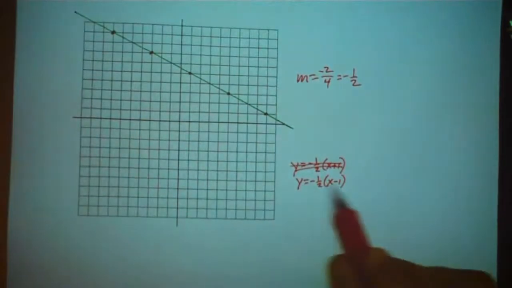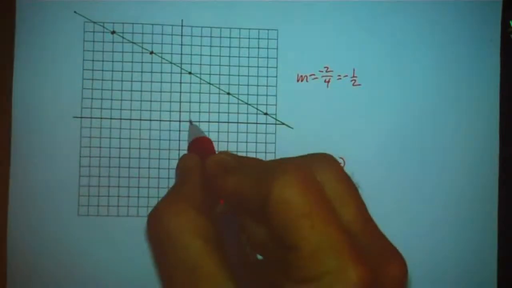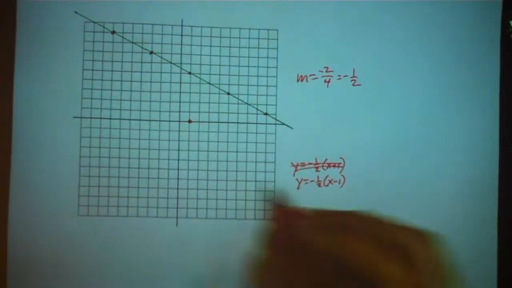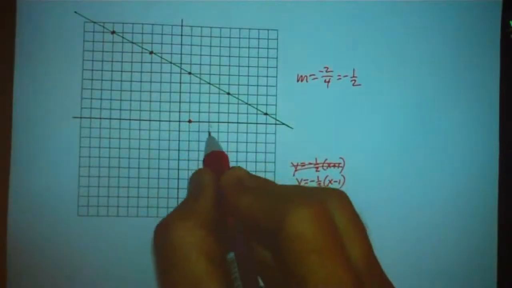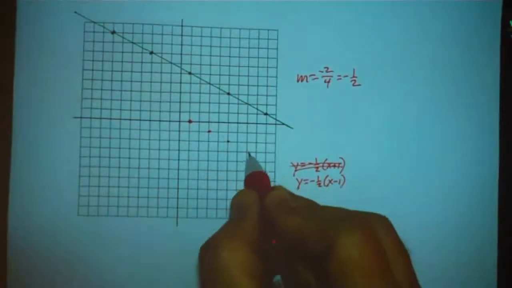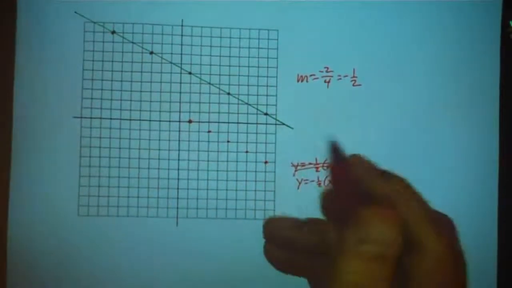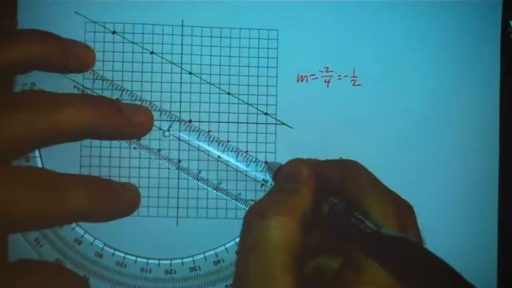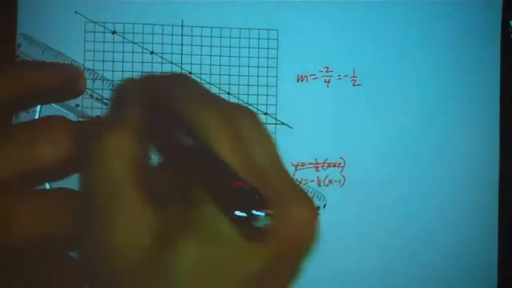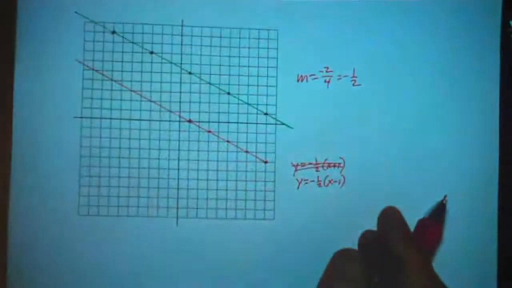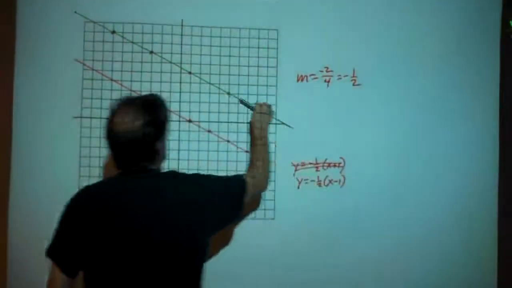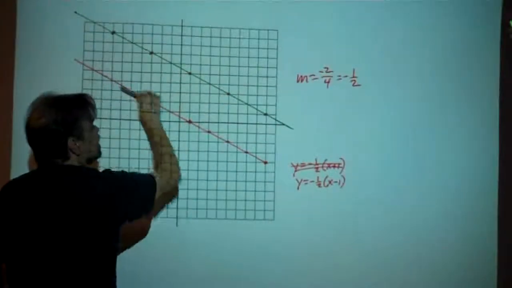Okay? If I were graphing that line, then I would look at my x-intercept and say the x-intercept is going to be 1, 0. And then I would use a slope of negative 1/2. So I'd go over 2, down 1, over 2, down 1, over 2, down 1, over 2, down 1. And I would get this graph right here. Now, as you can see, this line is parallel with this line.